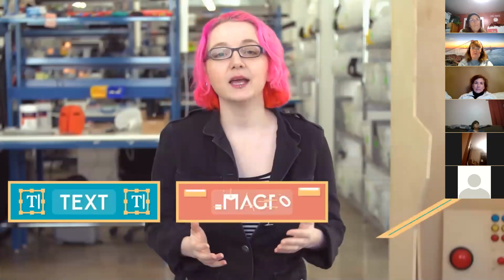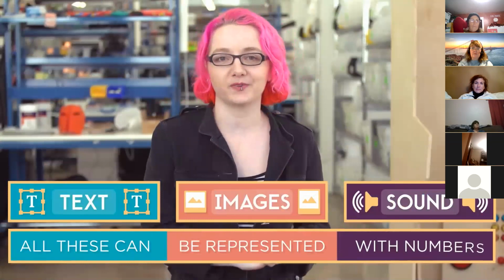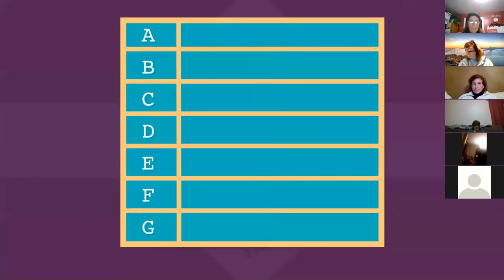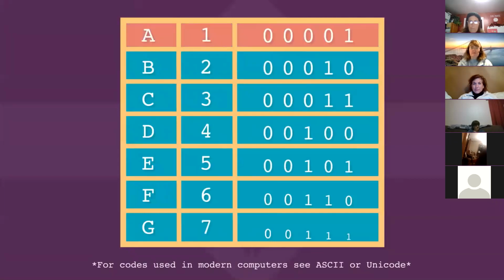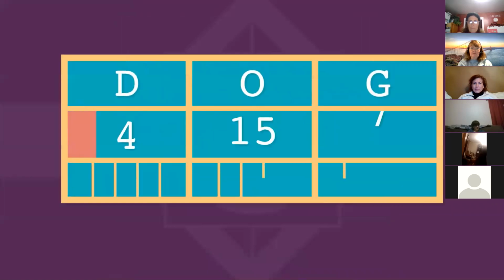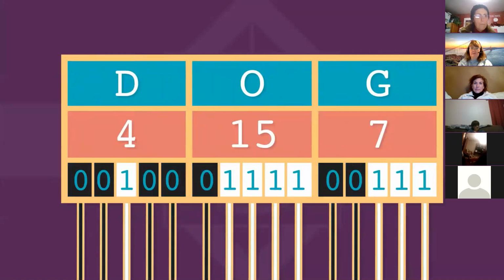But what about other types of information, like text, images, or sound? It turns out that all these things can also be represented with numbers. Think of all the letters in the alphabet. You could assign a number to each letter. A could be 1, B could be 2, and so on. You can then represent any word or paragraph as a sequence of numbers. And as we saw, these numbers can be stored as on or off electrical signals. Every word you see on every web page or your phone is represented using a system like this.